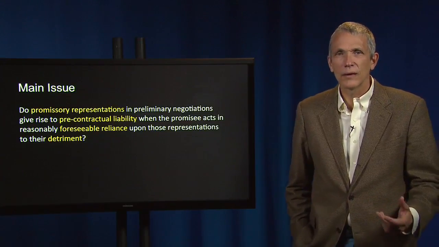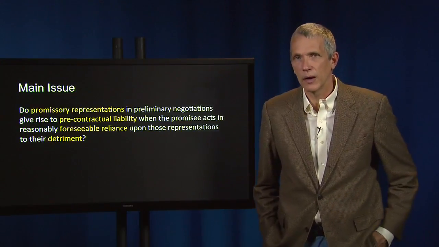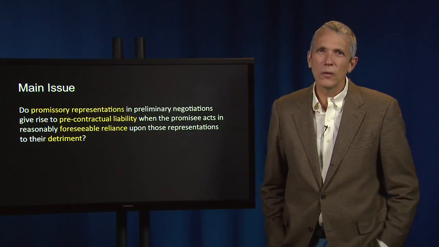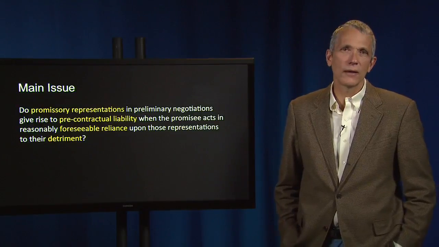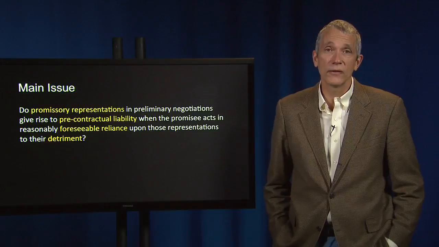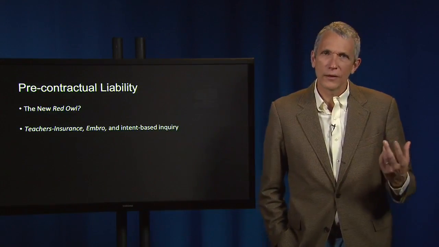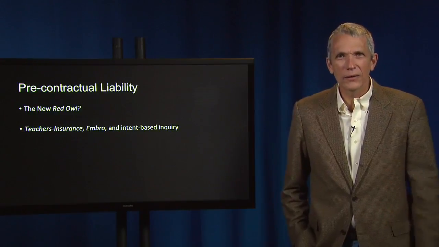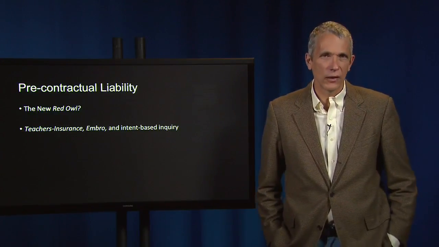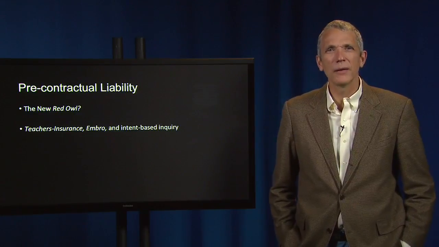In this case, the court held that yes, promissory estoppel is available for pre-contractual promises. This is true even though all the other elements of contractual liability were not made out, such as sufficient definiteness. Is this case a new Red Owl? Well, in our last lesson, we learned about the holding in Red Owl, which also allowed for pre-contractual reliance-based liability.